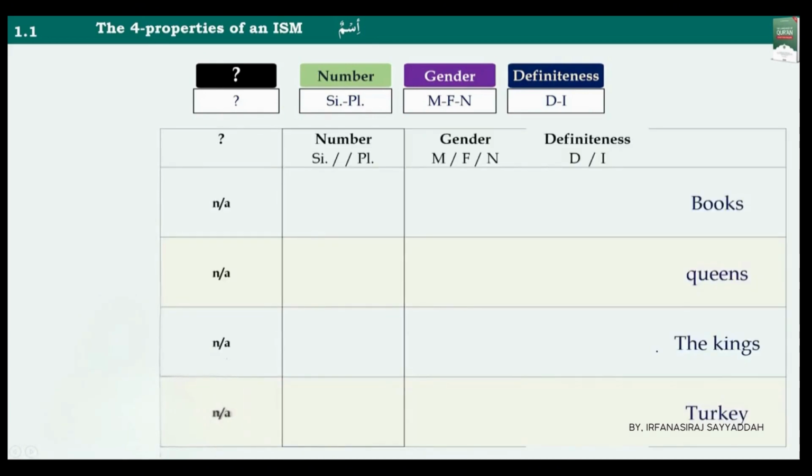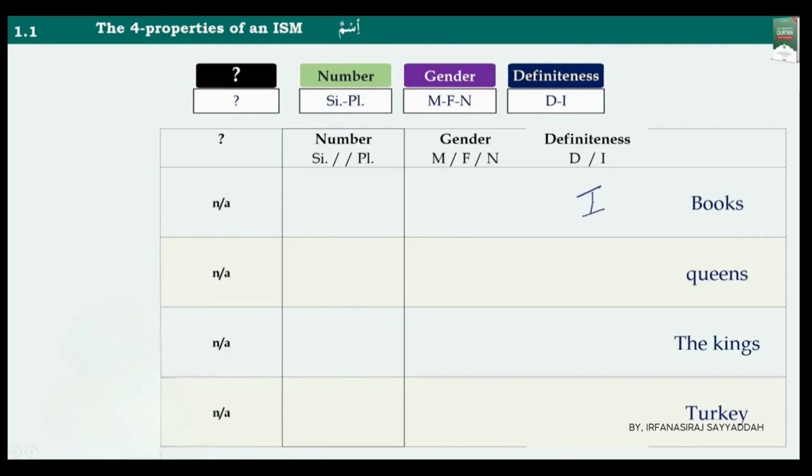If I said to you the word books and asked you the question, when I say books, am I referring to a specific book, a specific set of books, or general? Could be any books. Well, you'll say, when you say books, it could be any books. So therefore, it is non-specific. So that will be, in Arabic grammar, considered to be indefinite. It is not definite, it's non-specific.